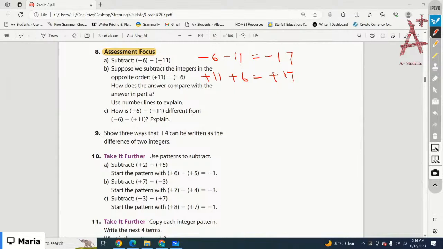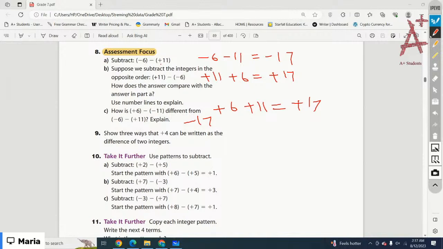Part C is how is positive 6 minus negative 11 different from, okay, how are these two values different, right? Negative 6, positive 6, and subtracting a negative number is the same as adding, so it would be positive 17, and negative 6, that is negative 17. We already did this one, so you have to explain how they are different.